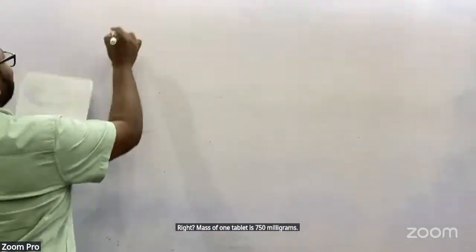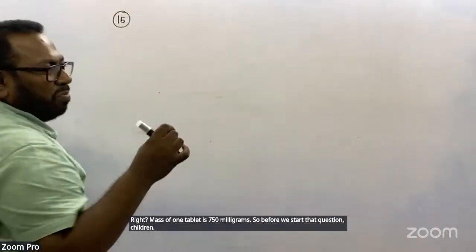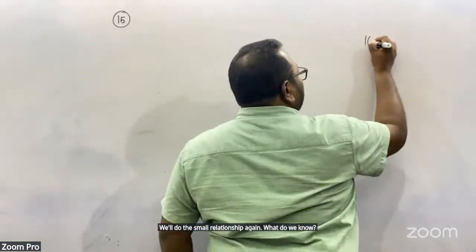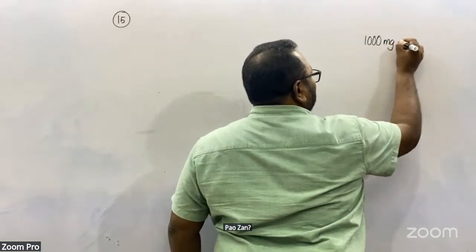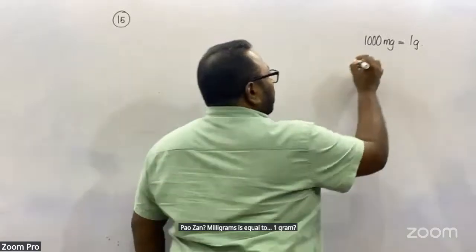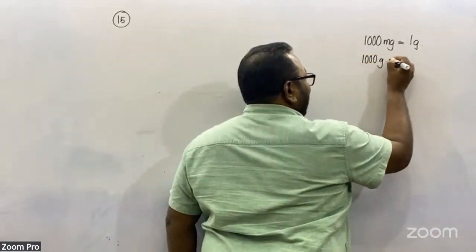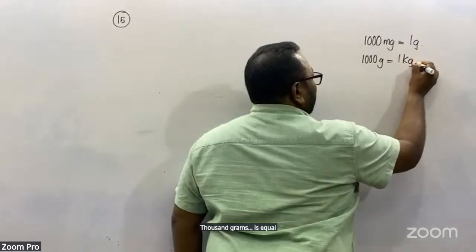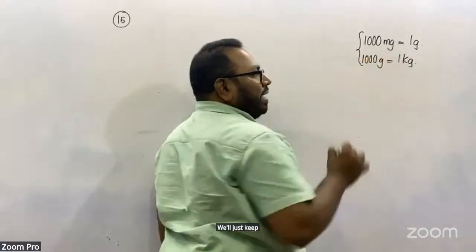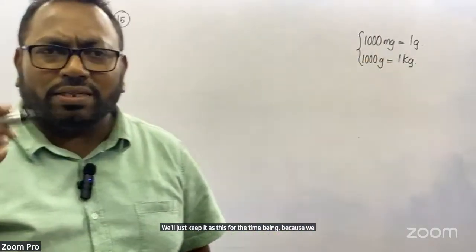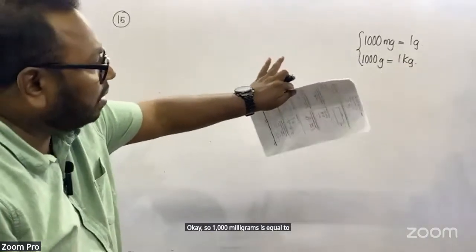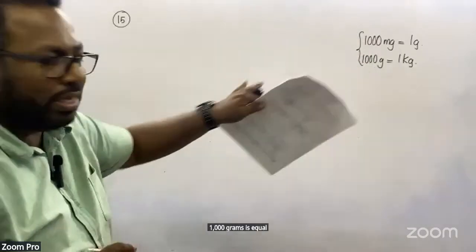So before we start that question, children, we'll do the small relationship again. What do we know? 1,000 milligrams is equal to 1 gram. 1,000 grams is equal to 1 kilogram. We'll just keep it as this for the time being because we'll look at metric tons in grade 8. Okay. So 1,000 milligrams is equal to 1 gram. 1,000 grams is equal to 1 kilogram.